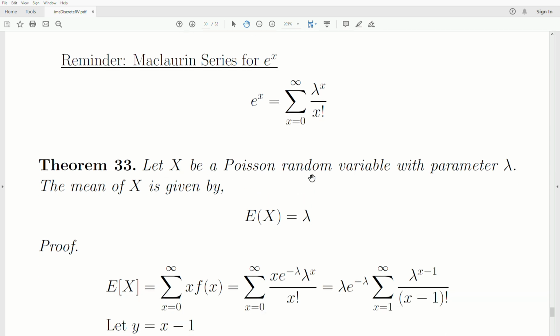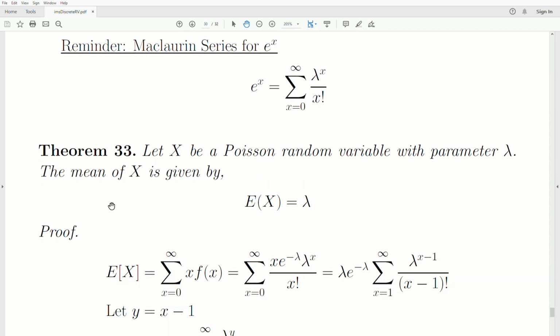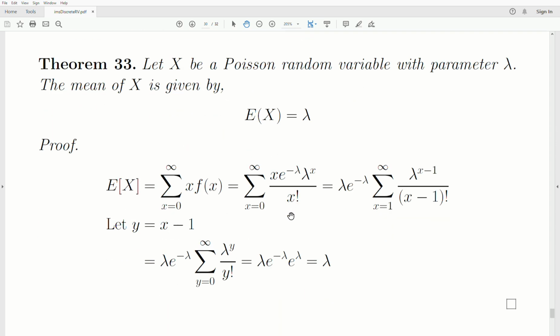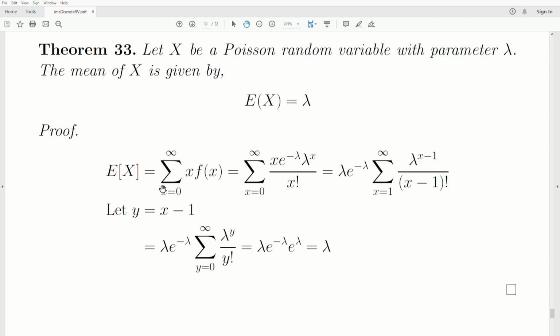Let X be a Poisson random variable with parameter lambda. The mean of X is given by lambda. The proof is this: the expected value of X is x times the density summed over all possible values. Plug in the density. Now notice when x is 0, this term is 0, so it doesn't add to the sum, so we might as well start at 1. We're going to take out e to the minus lambda because it's not indexed, and we're going to take out one of the lambdas.